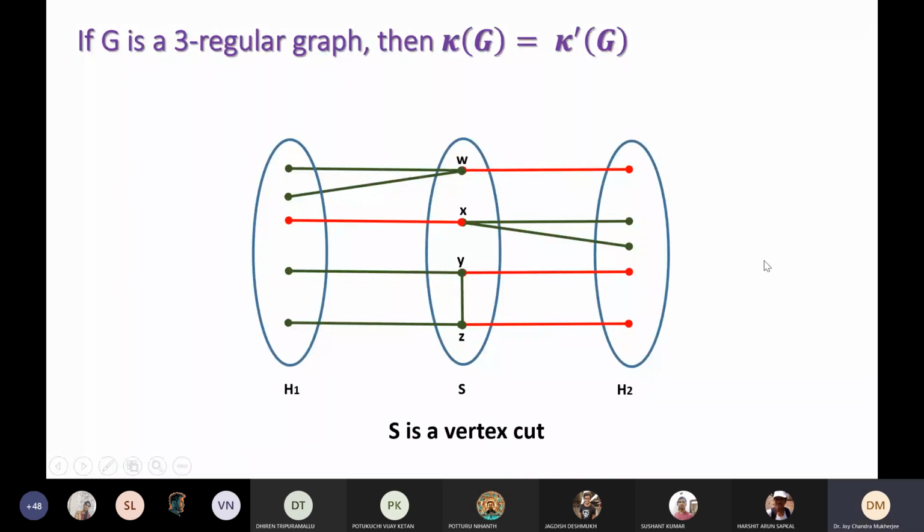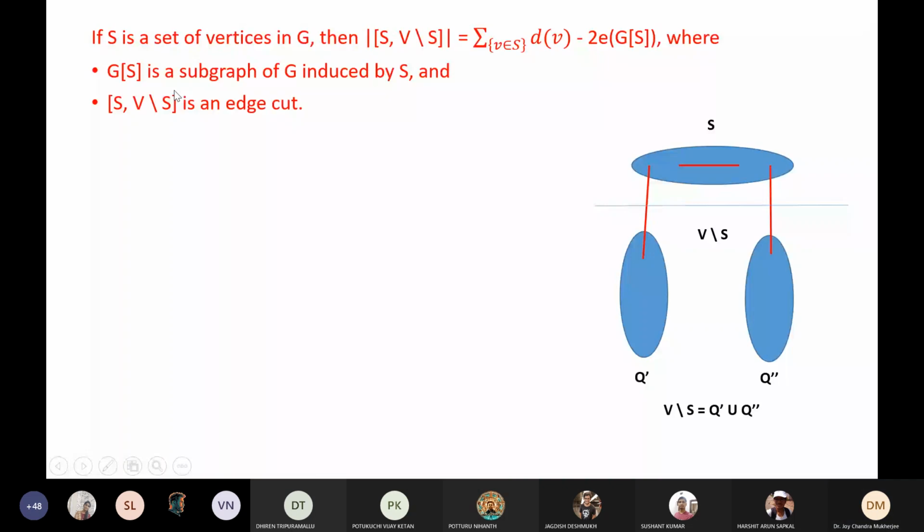Next, we will prove a theorem. If S is a set of vertices in G, then the size of the edge cut S V minus S is given by a very complex equation: the summation of the degrees of vertices in S minus 2 times the number of edges in G_S. What is G_S? G_S is the subgraph of G induced by S. So how do we prove it?